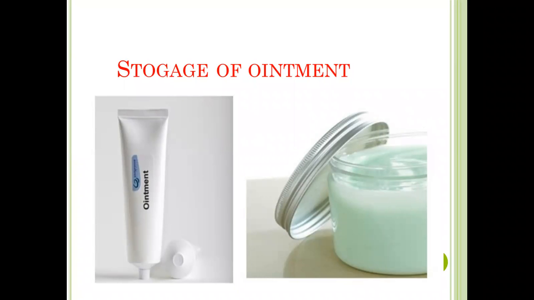Okay, by seeing this image, we can say that ointment is to be stored either in a wide mouth jar or in a tube. Ointments are dispensed in jars or wide mouth bottles. This is a wide mouth container. Either it is of glass or plastic, and it should be stored at a temperature of 20 to 25 degrees Celsius. They are stored in a tightly closed container.